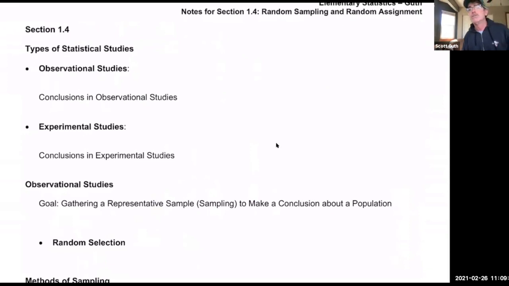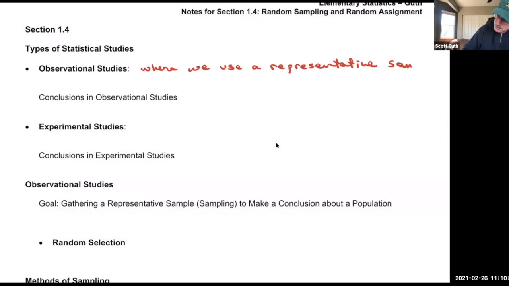Okay, so the last section for today, we've got half an hour, so I'm going to see if we can get through it. It's section 1.4, and it's on types of statistical studies. So the first type of study is an observational study, where we use a representative sample to generalize about large populations.